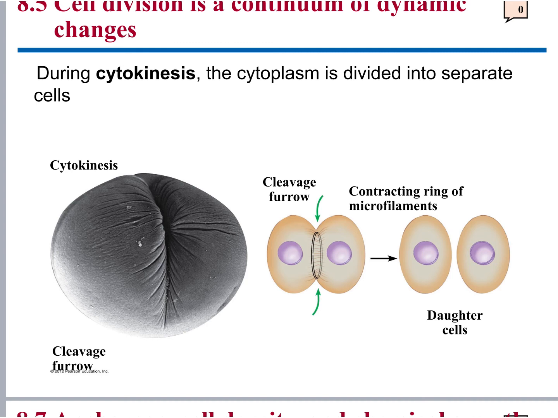And then lastly, there's cytokinesis. And here now, in cytokinesis, the cytoplasm is completely divided into separate cells, meaning this cinching right here, or the pinching of what was one cell, is totally complete. And what you get are two separate cells, and we call those daughter cells.